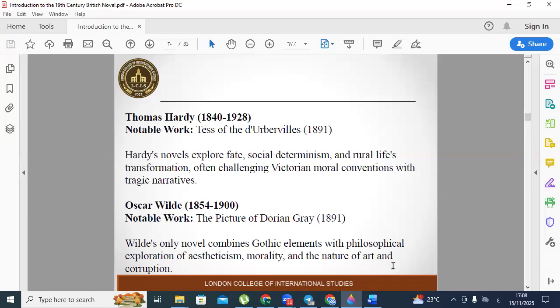Both Hardy and Wilde, in different ways, present challenges to mid-Victorian certainties. They wrote at a time when Victorian values were being questioned, when new ideas about morality, art, and society were emerging. Their works look forward to modernism while remaining rooted in Victorian traditions.